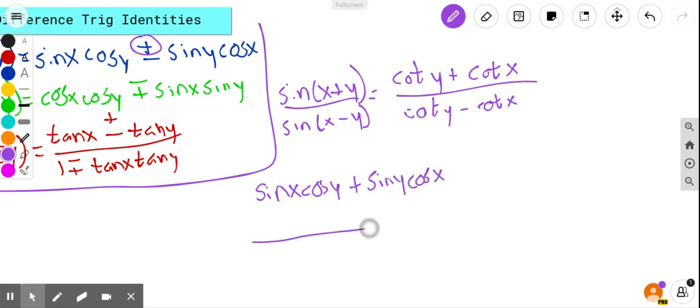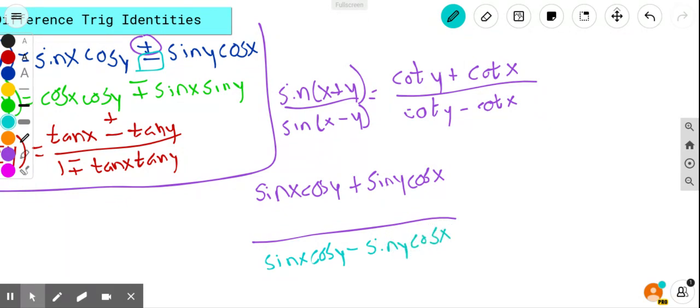And that's going to be over. Now in the denominator, I'm subtracting. So according to this bottom sign here, I'm going to subtract the two products. So sine of x cosine y minus sine of y cosine x.